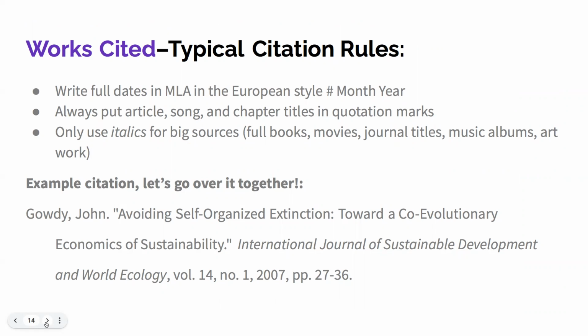So here's an example citation I'll go over with you. First is the author's last or family name, followed by their full first name. Then is the title of their article, in quotation marks, followed by a period. Then in italics is the journal itself, followed by a comma, which includes the volume number, followed by a comma, and the issue number, followed by a comma, and then the year of publication. Lastly, you include the page numbers that the article is printed on.